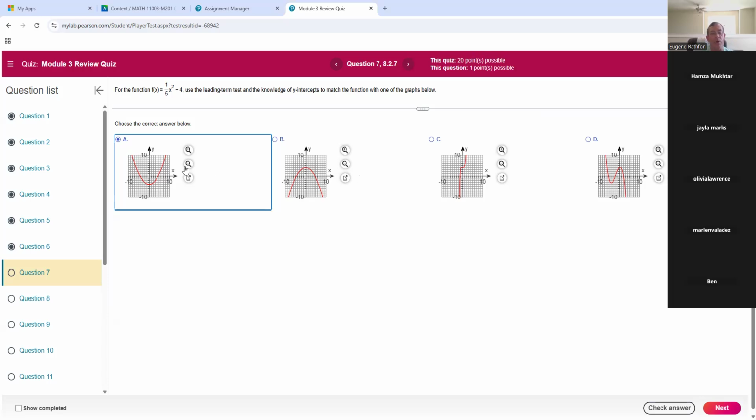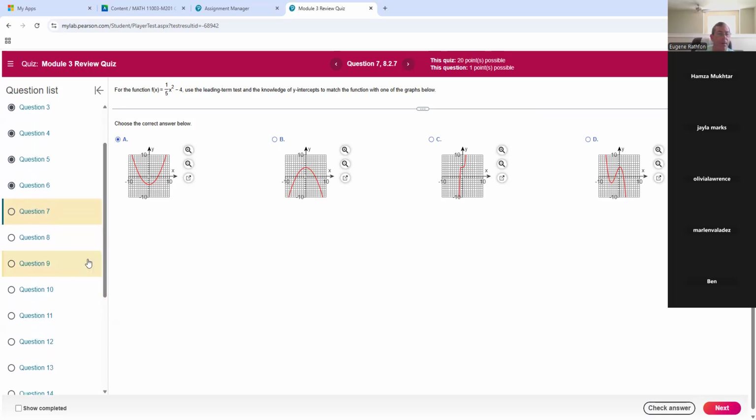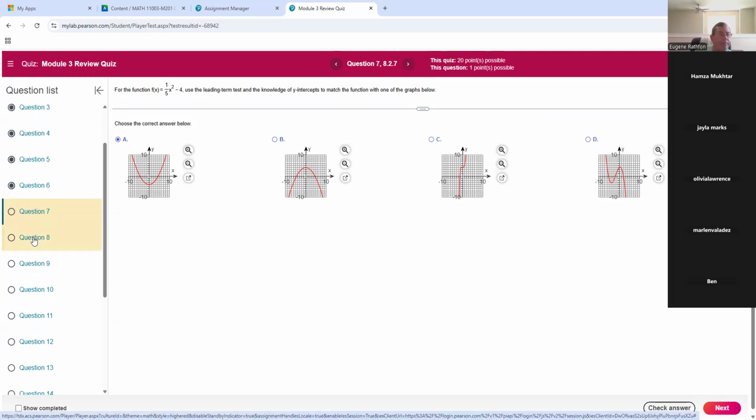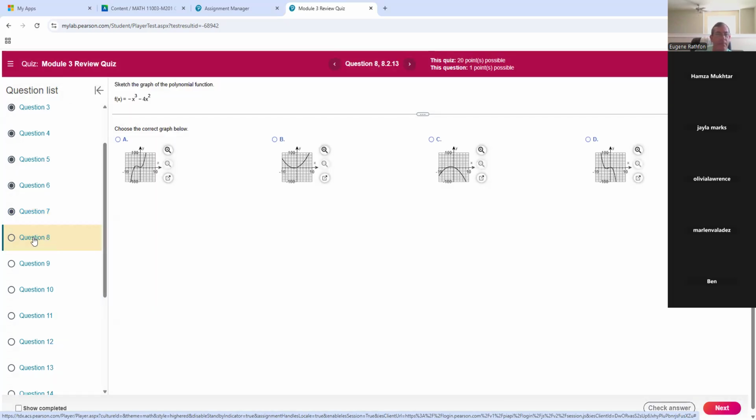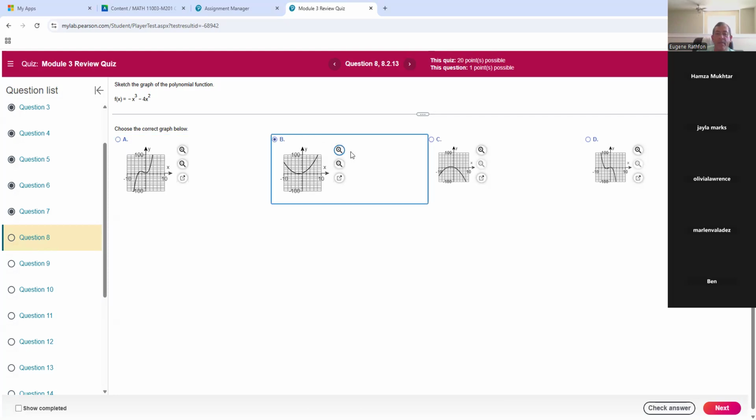So A and B were your even degrees. C and D were from your odd degrees, okay? And that all goes back to that chart I showed y'all on the very first problem, okay? And y'all, this is basically the same thing. So let me make these a little larger.